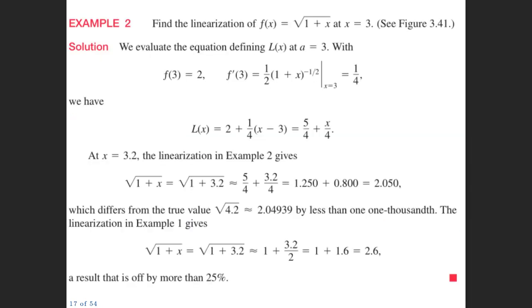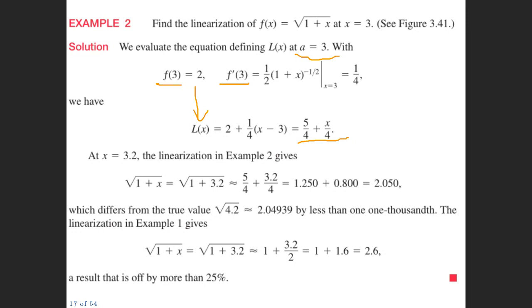Another example, find the linearization of the same function, square root of 1 plus x, but this time at x equal to 3. So we're going to do the same thing, but this time with a equal to 3. So we need f at 3 and we need f prime at 3. And then we put these into the formula for L, and we find our linearization, or our tangent line, is 5/4 plus x/4.